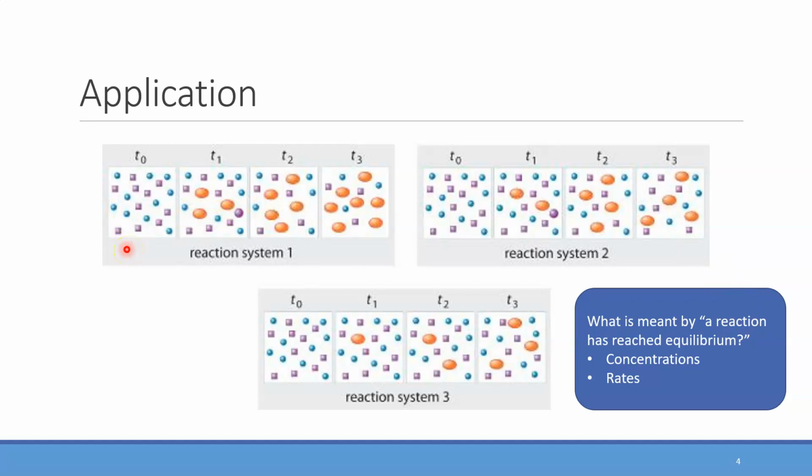So here's just another example where you can see the same ideas of the different reaction systems. And so what we're talking about when we say a reaction has reached equilibrium is that the equilibrium concentrations of product and reactants have been met and the rates are the same. So let's explore what we mean by this a little more deeply.